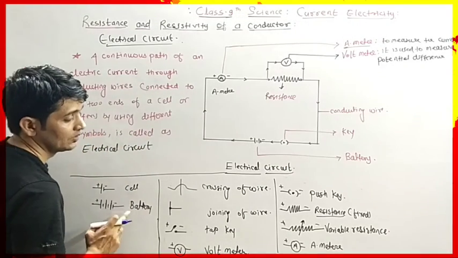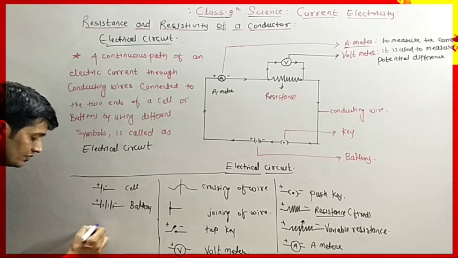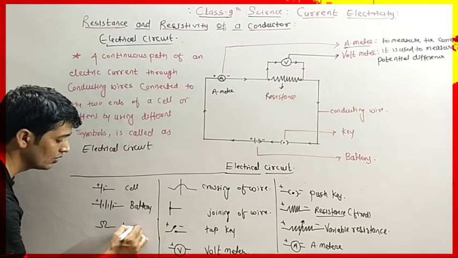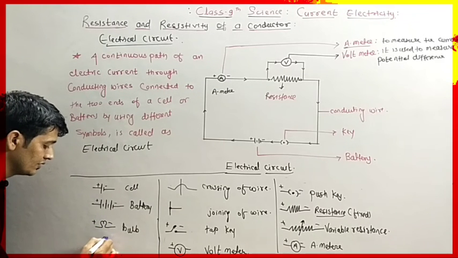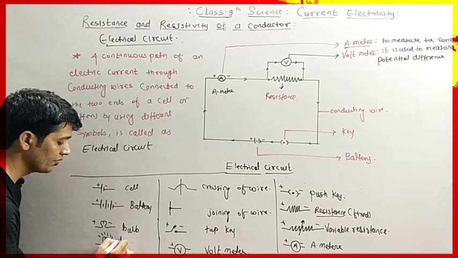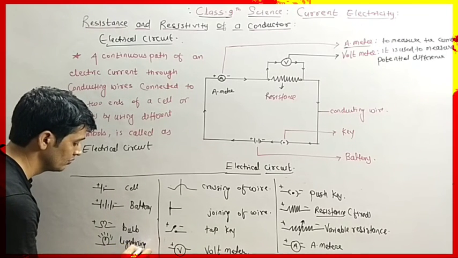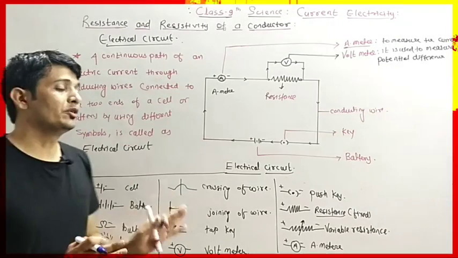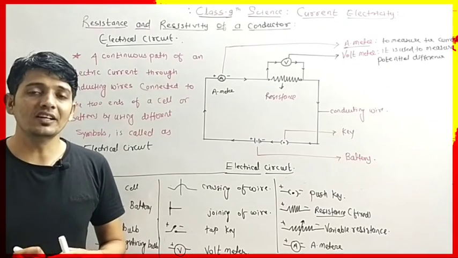Okay, so next, the bulb. It is the bulb. It is the lighting bulb. Okay, so these are the different symbols that we use while drawing the electrical circuit.